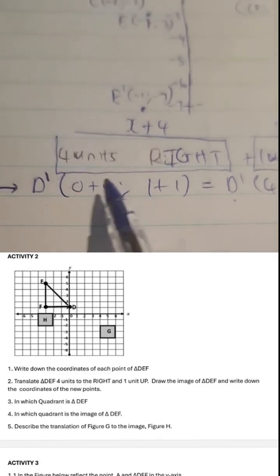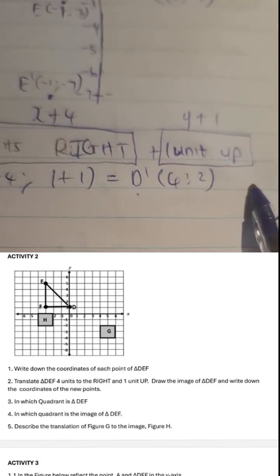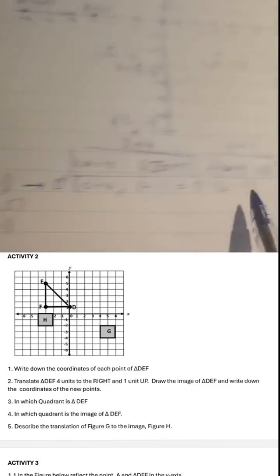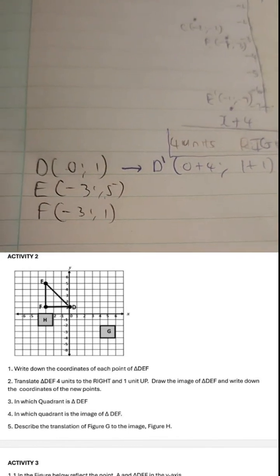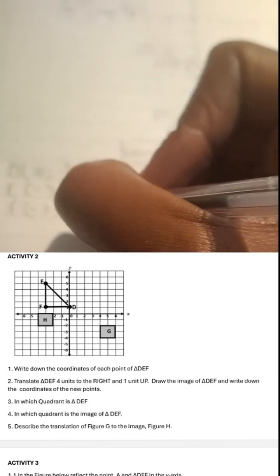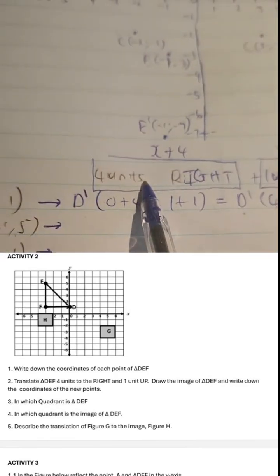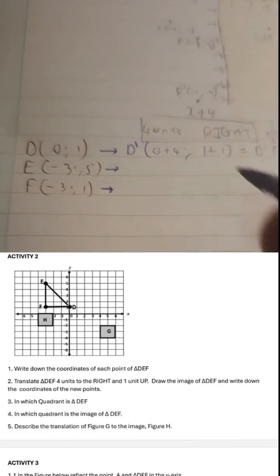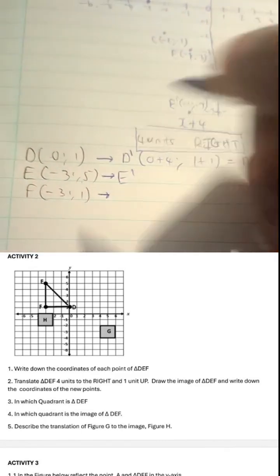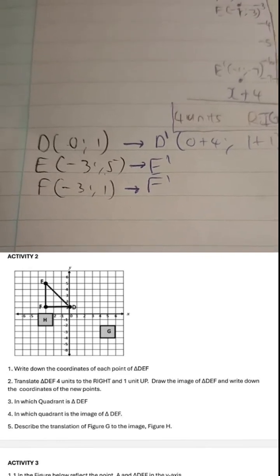Then we add our integers correctly. 0 plus 4 is 4, 1 plus 1 is 2. Our addition needs to also be on point so that we get the right image of D, which is 4 and 2. Let's apply that to E. And then let me allow you guys to let me know in the comment section what the new coordinates of E are if we are applying the very same translation, 4 units to the right, 1 unit up. What would be the new coordinates of E, the image of E? And then lastly, the image of F. Let me allow you guys to actually find that for me.